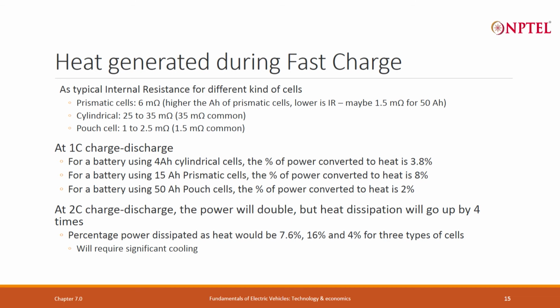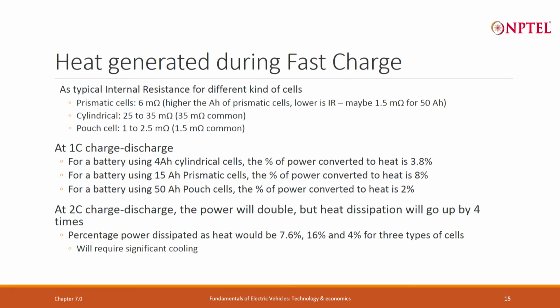If you have something like 50 ampere hour cells, then the internal resistance goes down to almost 1.5 milliohms. So, you have to understand what kind of cells you are talking about, and from the data sheet find out what the internal resistance is. For cylindrical cells, it is much higher, 25 milliohm to 35 milliohm. For pouch cells, 1 milliohm, 1.5 milliohm is quite common.